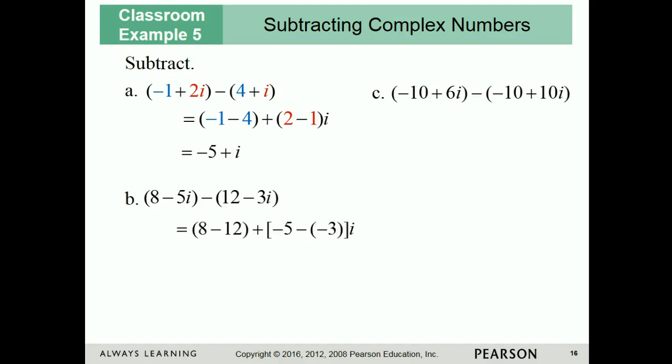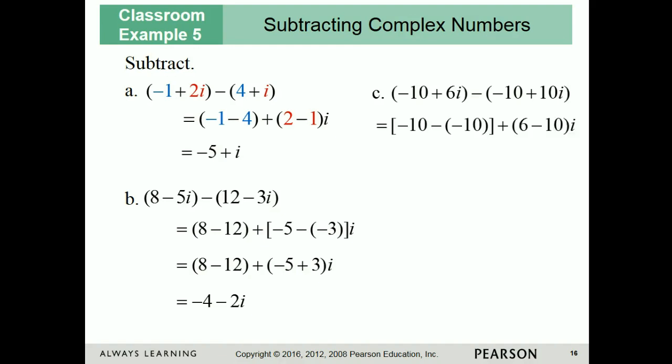And here is another example that we're going through, distributing the negative throughout, combining the real parts and the imaginary parts. And then notice how these answers are represented, how these complex number answers are represented.